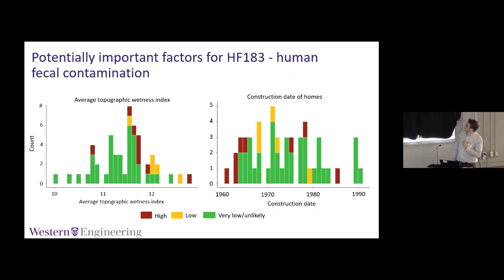Similar with the construction date of occupied homes, in areas of older occupied homes, we're seeing more septic system effluent, or more of that HF183 high detection in those watersheds, possibly indicating that in these areas, septic systems have exceeded their lifespan and are in need of replacement.